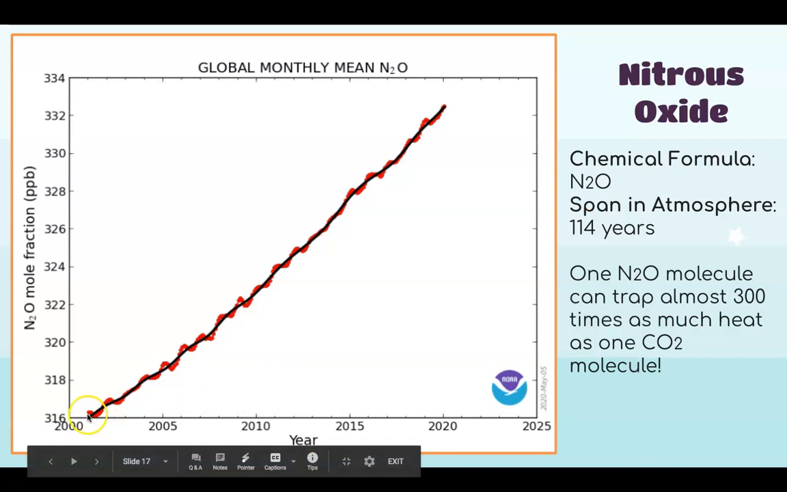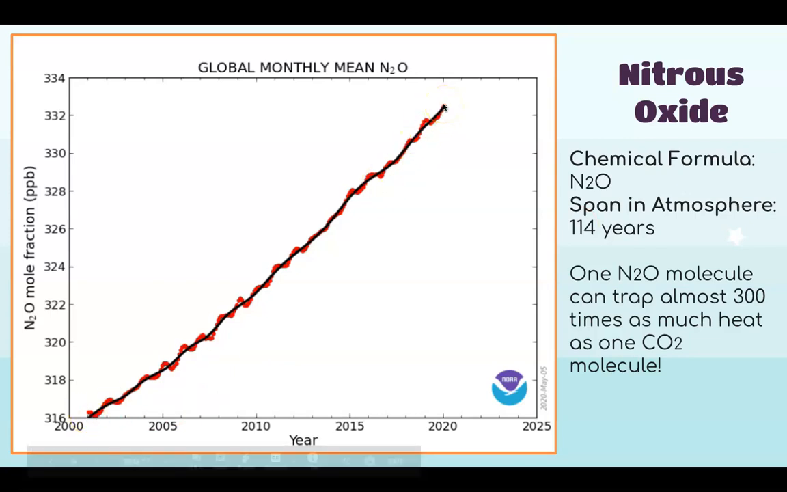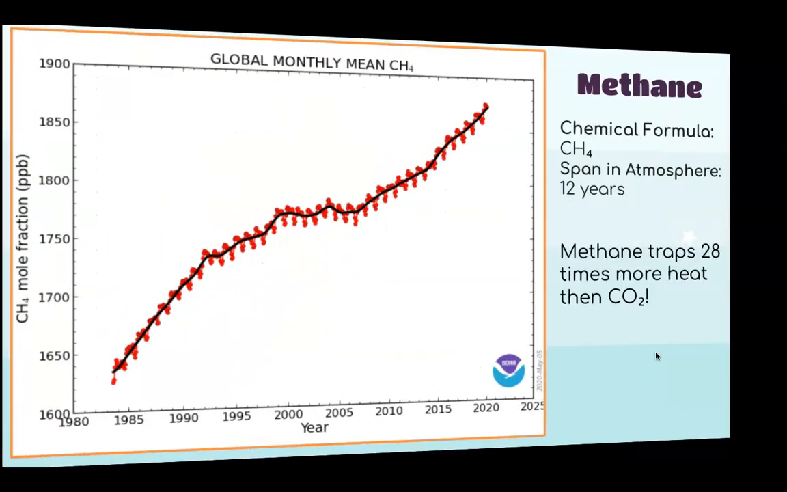But what do we notice about nitrous oxide levels over the past 20 years? They're rising. And nitrous oxide is actually much more dangerous to the atmosphere than carbon dioxide. One nitrous oxide molecule can trap almost 300 times as much heat as one molecule of carbon dioxide. So carbon dioxide's increasing, it's at an all-time high. Nitrous oxide is increasing, it's at an all-time high.